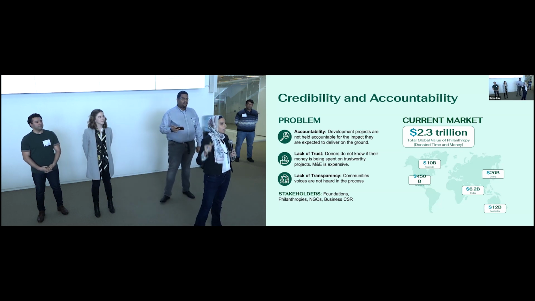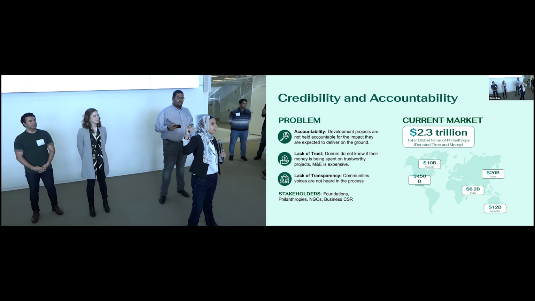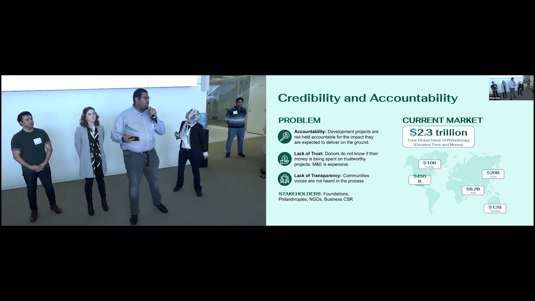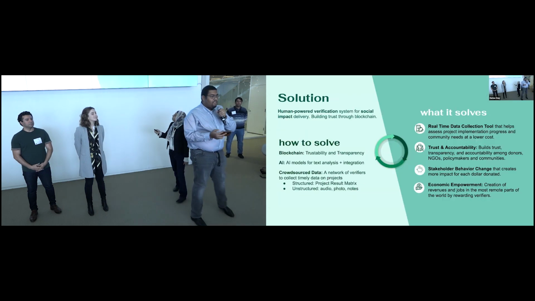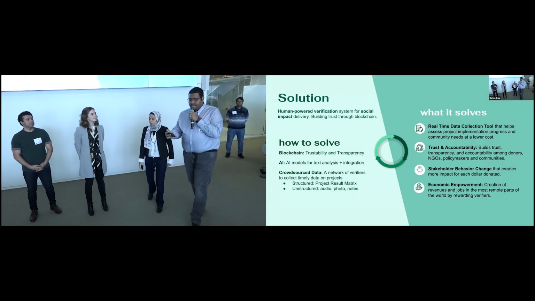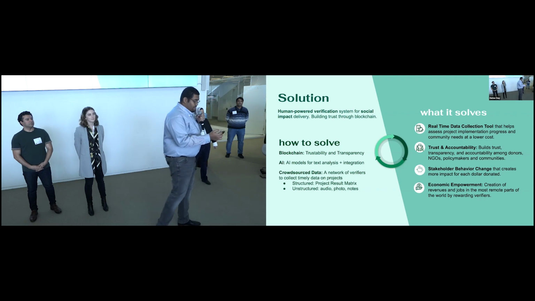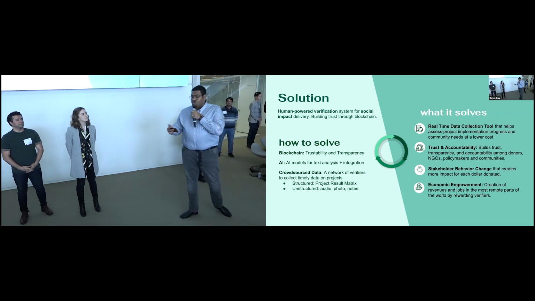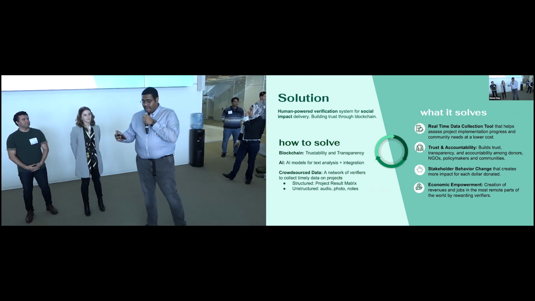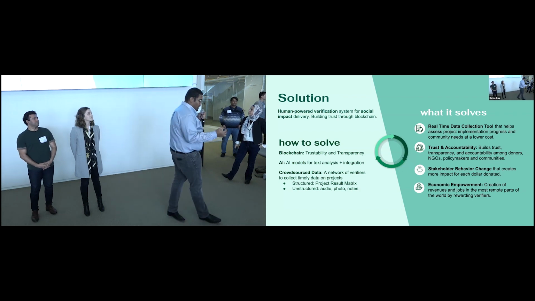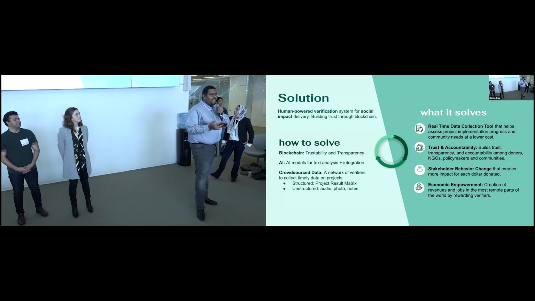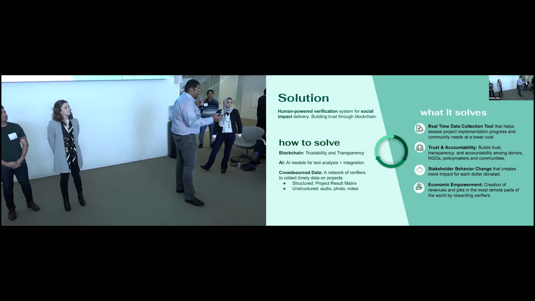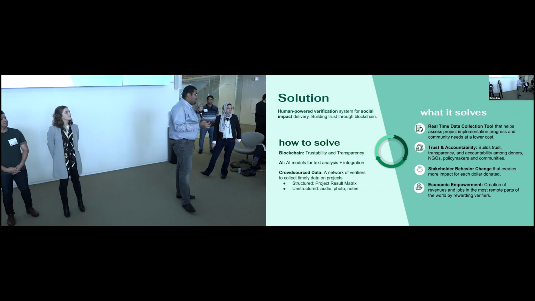This problem of accountability, verifying it, and trust can be solved. Introducing TrustChain, a human-powered verification system for social impact delivery that leverages the transparency of the blockchain, AI analytics, and a network of verifiers to deliver advanced, real-time collection to track impact on the ground at a lower cost. We build trust with a rating system that guarantees more impact on the dollar while creating valuable jobs for millions of verifiers around the world.